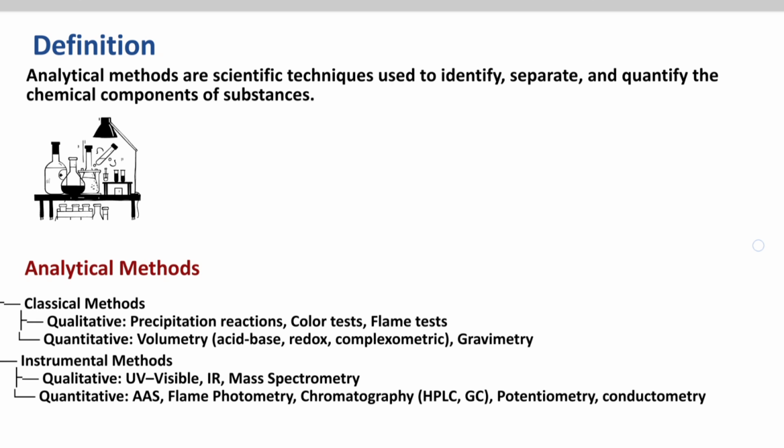In the case of instrumental methods, they are again classified into qualitative and quantitative. Qualitative includes UV visible, IR, and mass spectrometry, whereas quantitative includes AAS, flame photometry, chromatography, potentiometry, and conductometry.